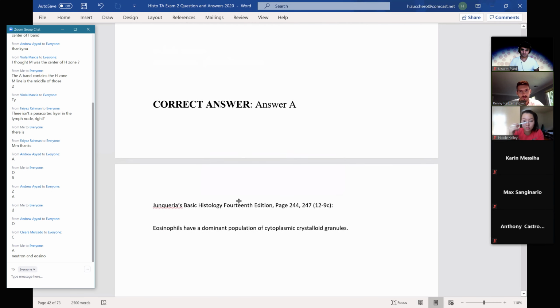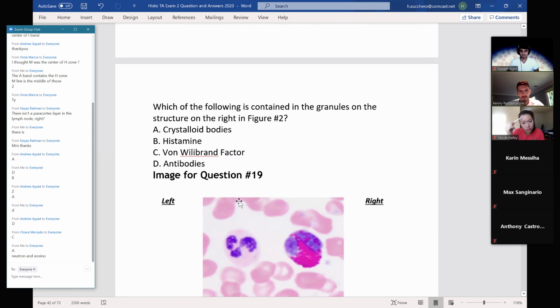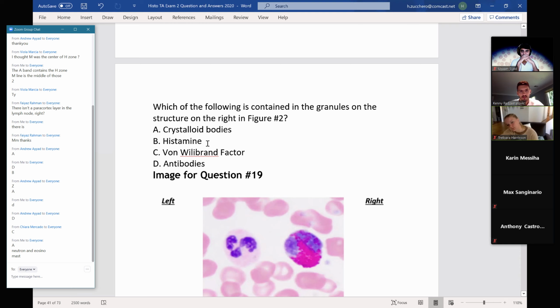For the answer choices, just go back up, Holly, for a little bit. Thank you. For the answer choices, B, histamine. What kind of cells are going to release histamine? Plasma? It's actually going to be mast cells. Basophils. Yeah, mast cells are the ones that contain histamine granules.